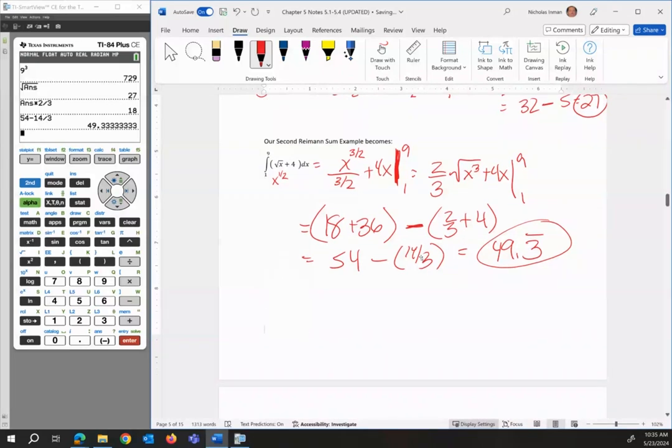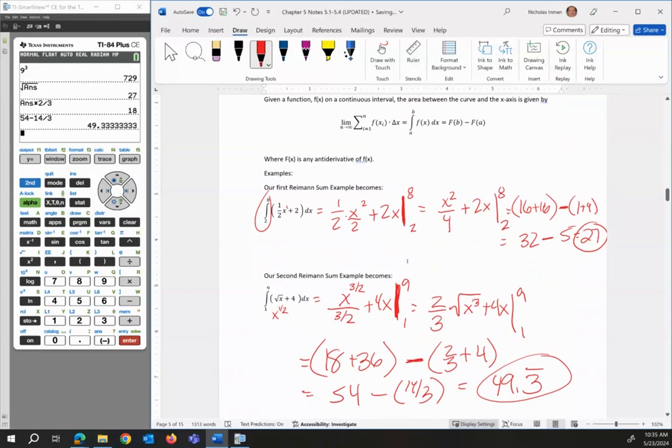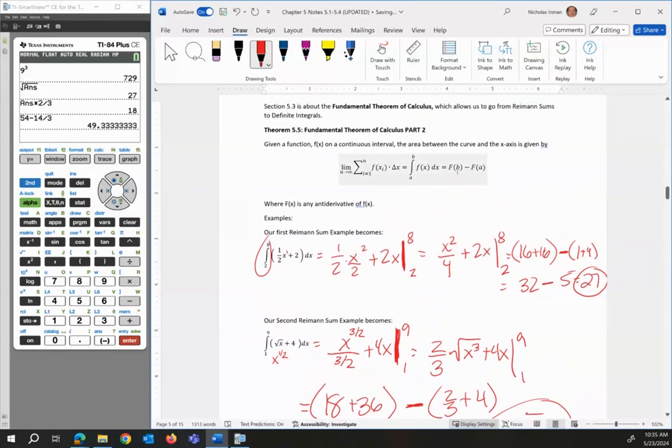So those are how we truly do the area under a curve. We just have to find an antiderivative and then plug in our two bounds. Subtract the answer after you plug in those two bounds.